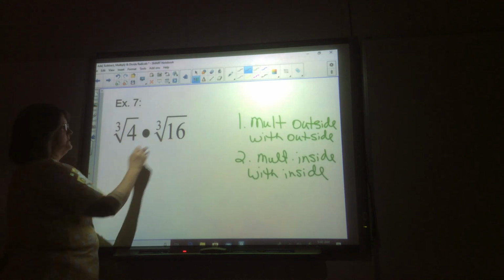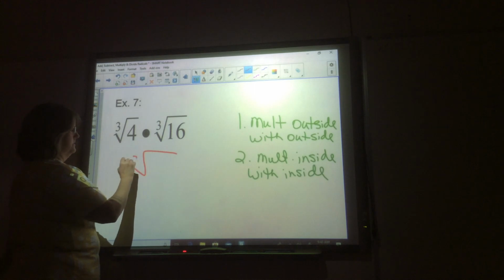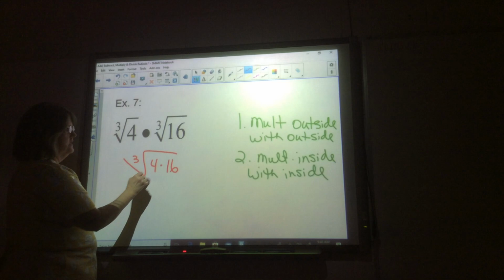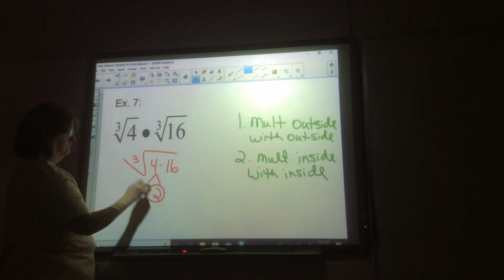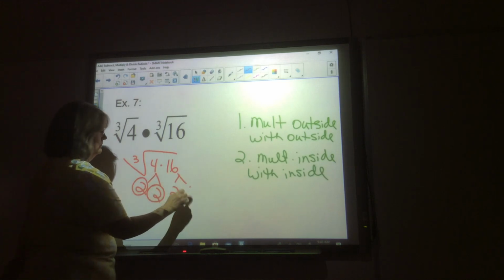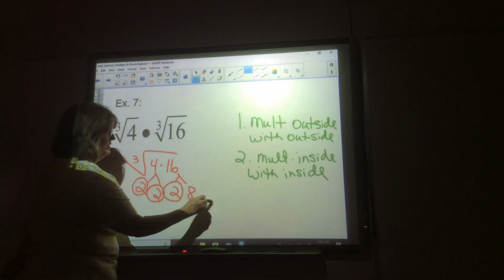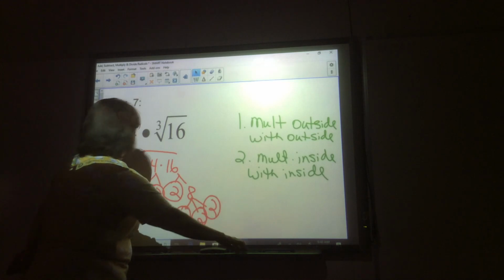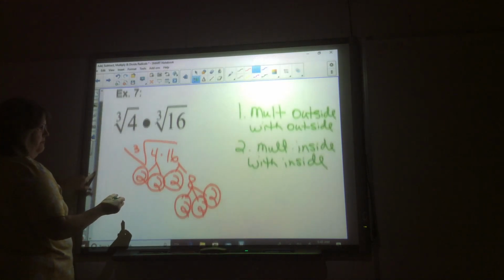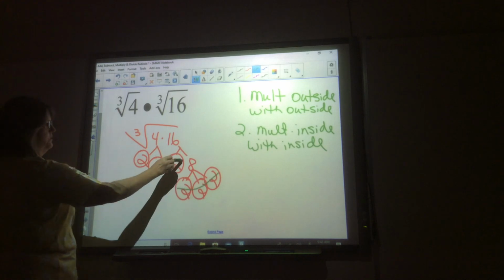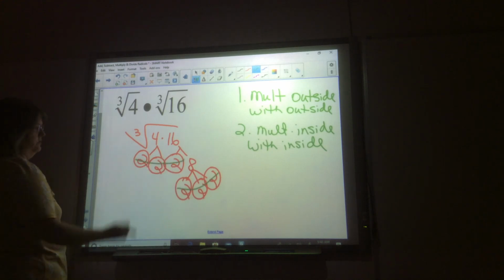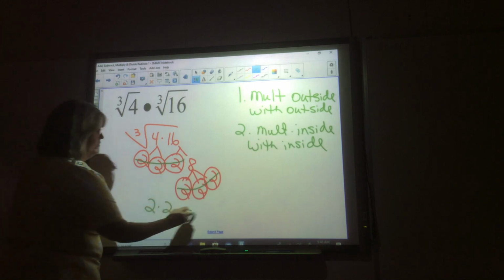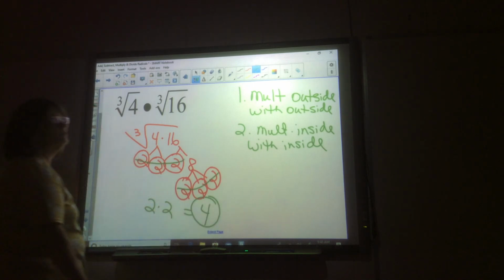So 4 times 16, I honestly can do this. Who cares what 4 times 16 is? And then just break it down. And we know that 8 is 3 2s. Okay, so I need 3 of the same number to bring one out, and looky, 1 2 3, 1 2 3. Everything came out. So I've got 2 times 2 that came out, and my answer is 4. Nothing is left inside, so do not write the radical.